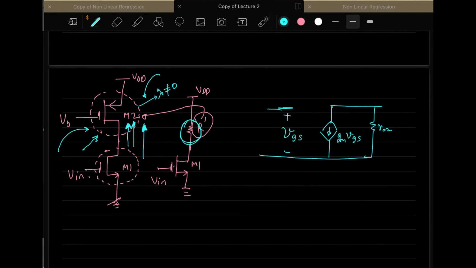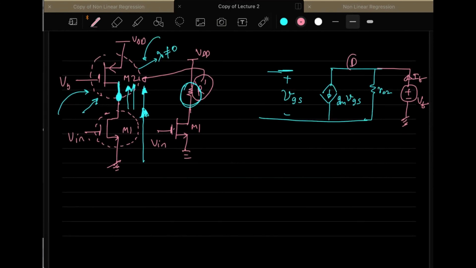And what is happening now? You are looking from this side, so you are actually seeing from the drain terminal of M2. This is the drain terminal. If you are looking from the drain terminal of M2, that means you are connecting the test voltage at the drain, because you are checking the resistance from here. That's why we are applying the test terminal at the drain, because this is the drain terminal, as you already know.